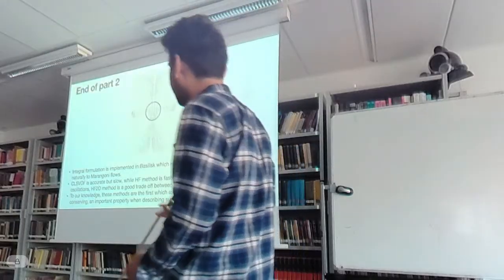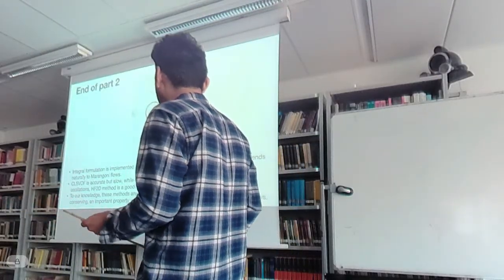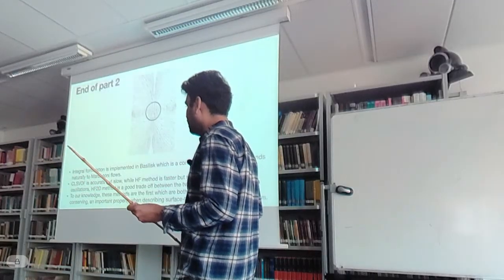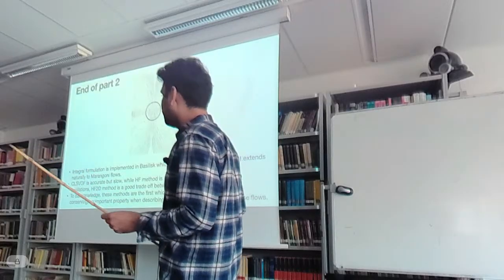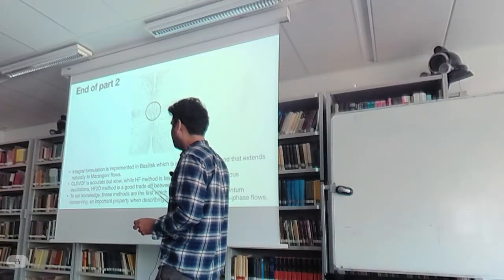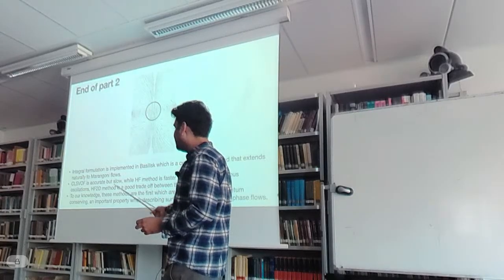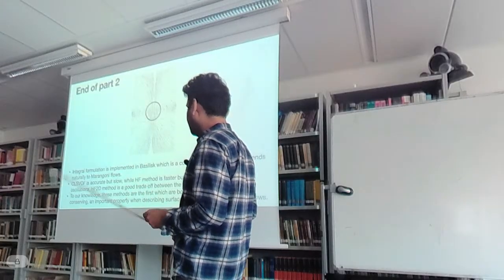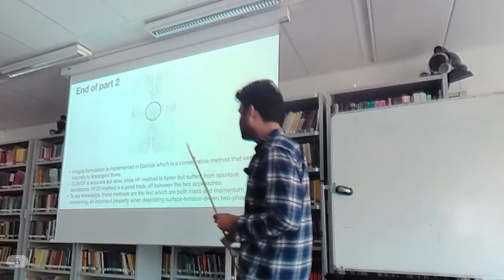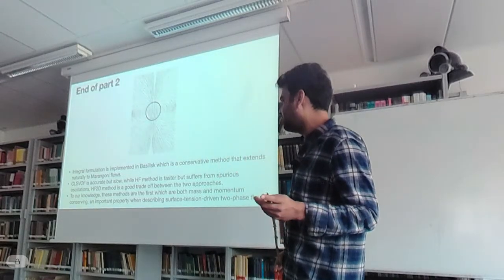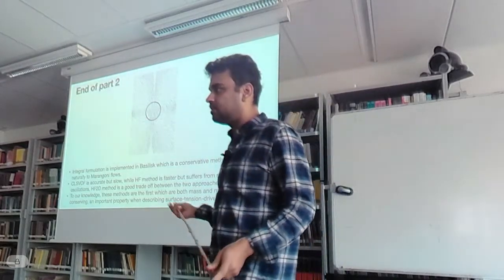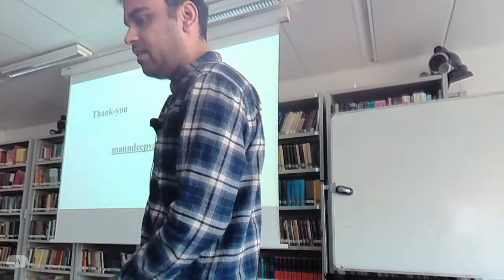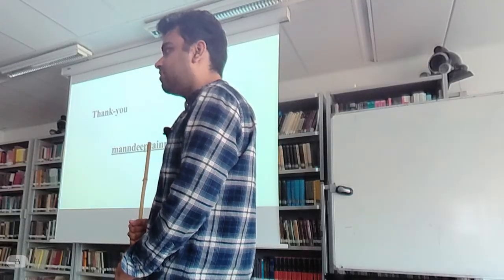So we have implemented a Marangoni solver or integral formulation in Basilisk that extends naturally to Marangoni flows. We have a CLSVOF, which is more accurate but relatively slower as compared to HF, which is less accurate, but then HF2D is in between the two. And this is the first of its kind of method which is both mass and momentum conserving, which is an important property for surface tension driven two-phase flows. And with this, I want to thank you, and I'll be happy to answer questions.